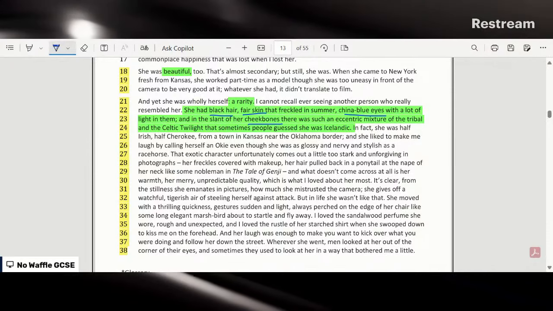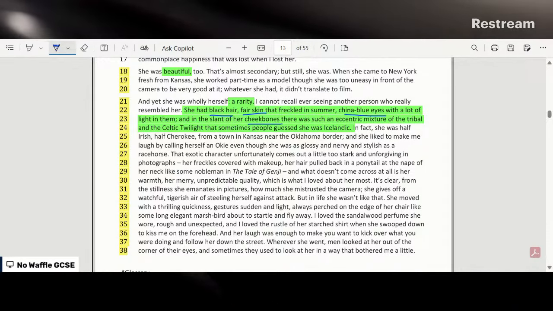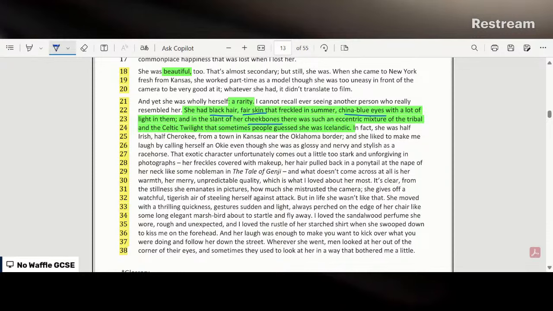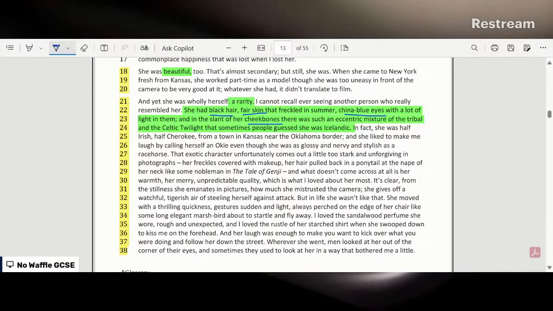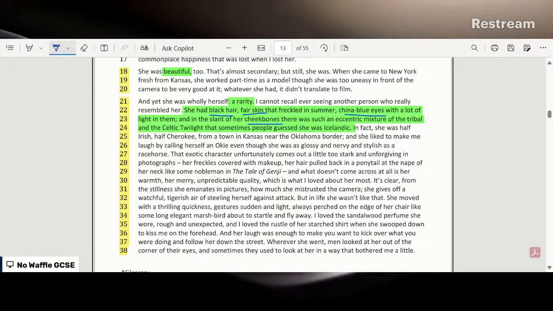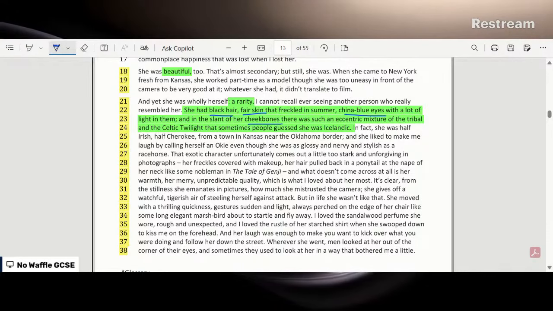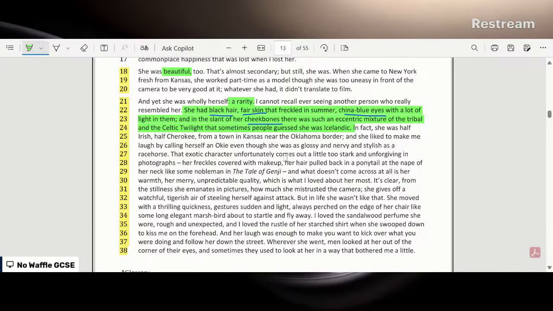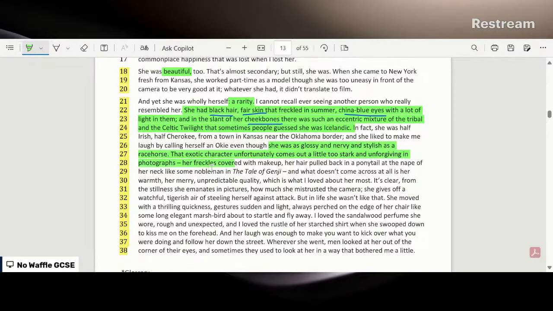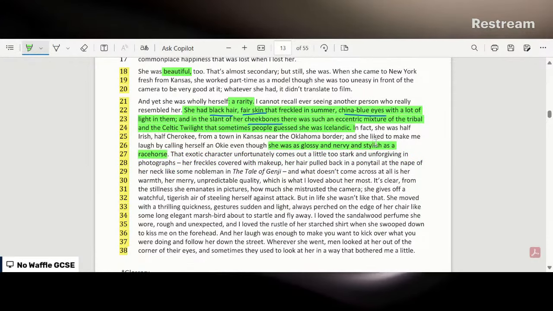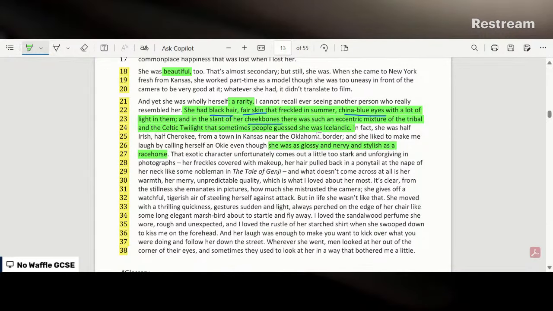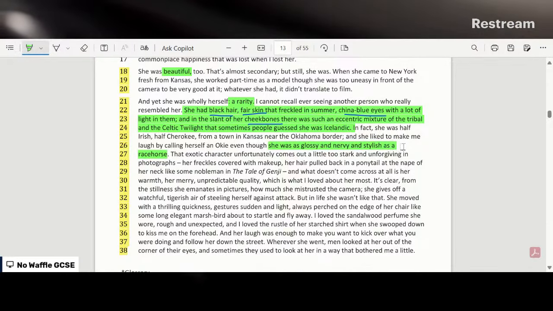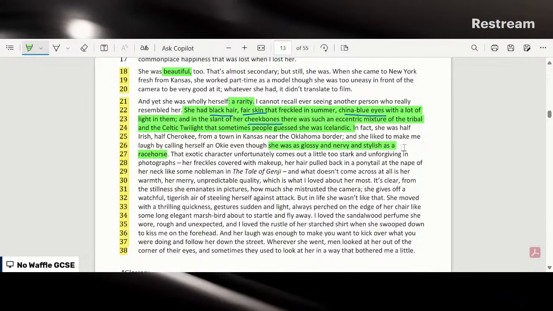Now, I'm continuing on. In fact, she was half Irish, half Cherokee, from a town in Kansas near the Oklahoma border, and she liked to make me laugh by calling herself an Okie, even though she was as glossy and nervy and stylish as a racehorse. That's a key quote we can talk about. You've got a triplet here, even though it's separated by the 'and', it's still a triplet. So it's quite interesting. We can focus on that.